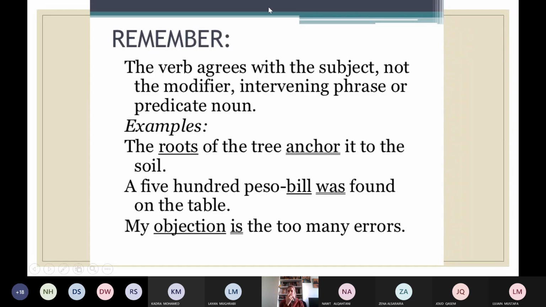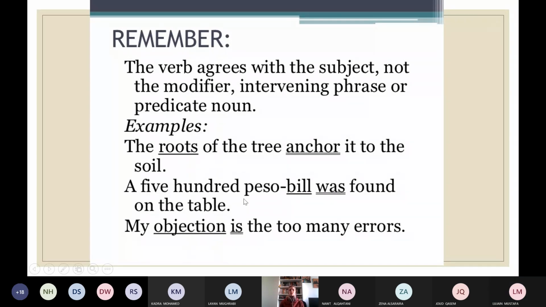Again, he says to you, the verb agrees with the subject, not with the modifier. Like what I just said: one dog is, not with the modifier one. I took the verb for dog, not one. Intervening phrases, like here: the roots of the tree. Again, we take the verb for roots, because here there is 'of the tree,' and I cross it.